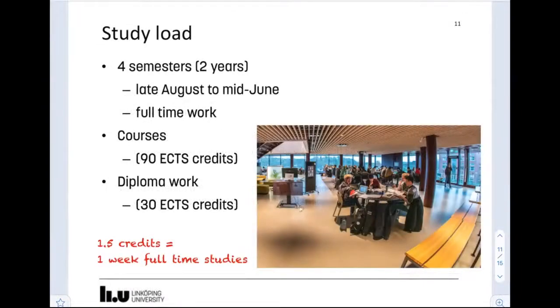This master's program is a two-year program divided into four semesters. In Sweden, an academic year starts in August and ends in June the following year. Studies should be considered a full-time job. Your first three semesters will consist of courses, followed by one semester devoted to your diploma project.